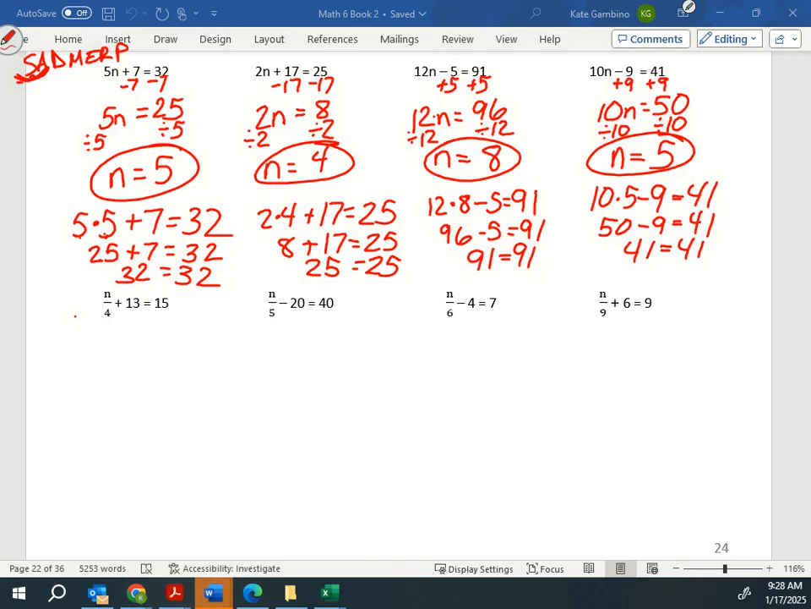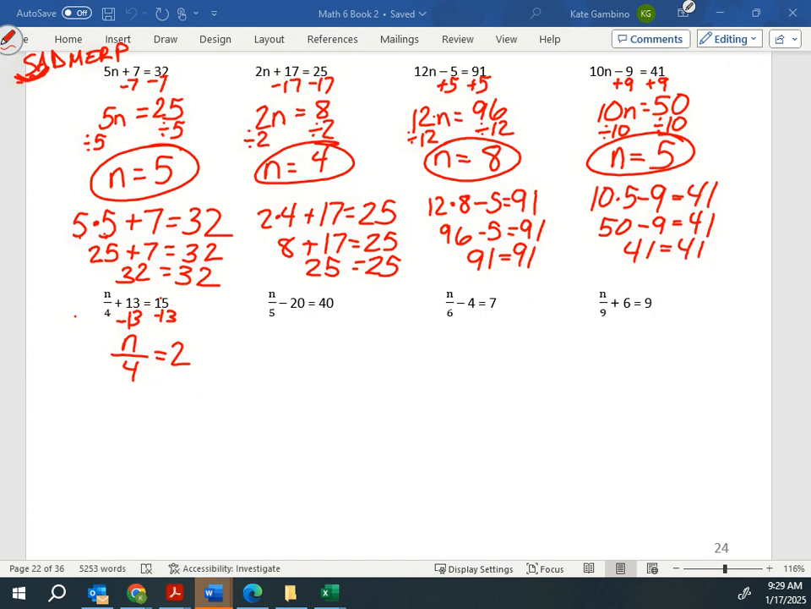Yeah, I love how you caught yourself. We had add 13, so we need to subtract 13 from both sides. 13 minus 13 is 0. That leaves me with n over 4. That equals 15 minus 13, which is 2. So now I have n over 4 equals 2.